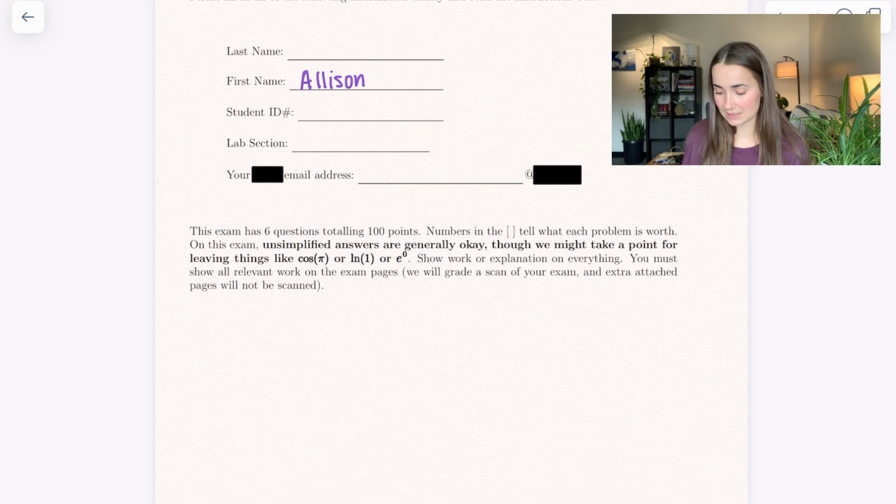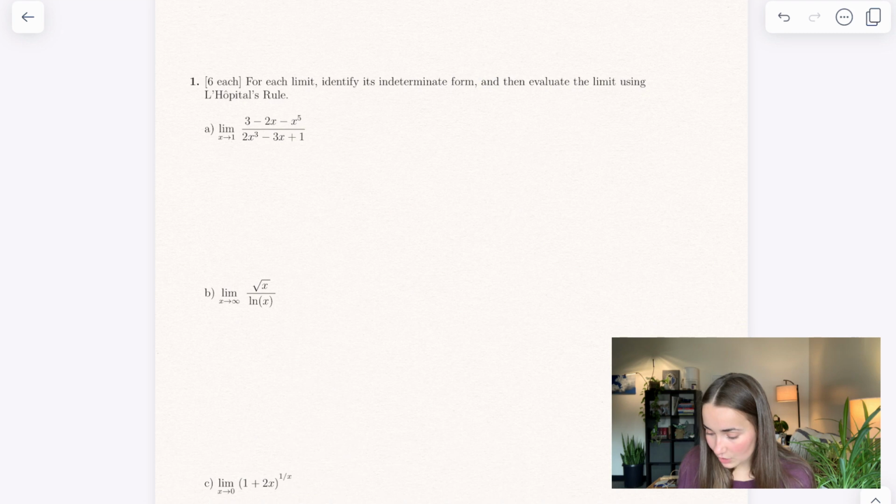But there are some instances where we do take off points, like if you just leave it as cosine of pi, natural log of 1, or e to the 0. Things like that should be simplified, but if it's like 100 divided by the square root of 51, we do not expect you to simplify that down. So just be aware of stuff like that. Okay, so let's just go ahead and go through this.